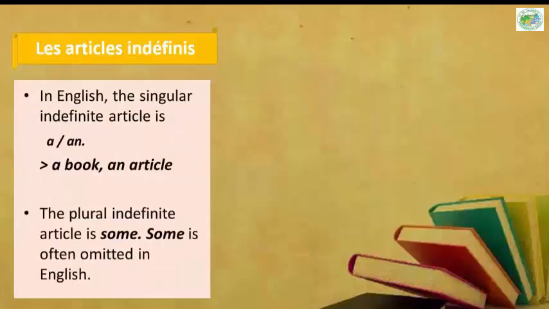The second kind of article, les articles indéfinis, we used to compare first to English. In English, the singular indefinite article is a or an. You know that a for the singular that starts with a consonant, like book, a book. Article in English starts with a vowel, so we use an for it. A book, an article. And the plural, we used to use some, which is often omitted in English.